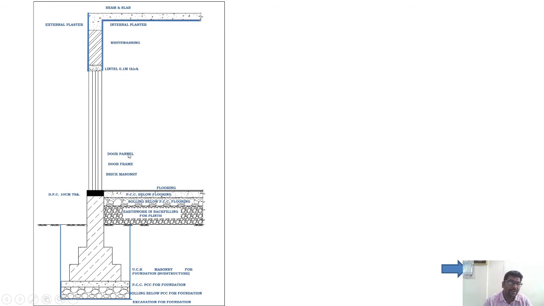After putting the door panel, you can go for the fixing of the windows. Then you can start the whitewashing. You can go for painting. Likewise, these particular items we will go for construction on the site, and obviously the finishing works like false ceiling, electrification, furniture work, all these things you can go for after completing all these basic civil engineering works.